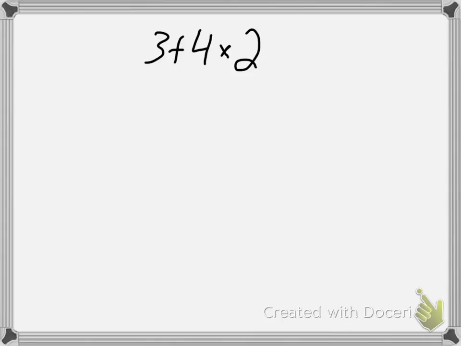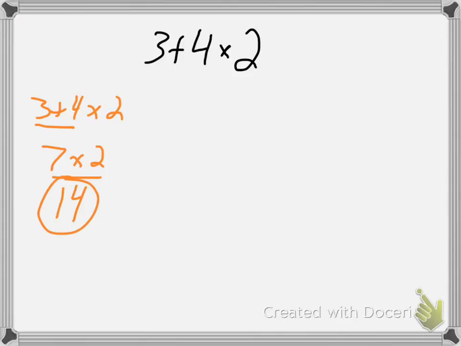to solve this, you might solve it a couple different ways. You might say, okay, if I have 3 plus 4 times 2, I'm going to add these first. So 3 plus 4 is 7. And then I'm going to multiply by 2, and I get 14.